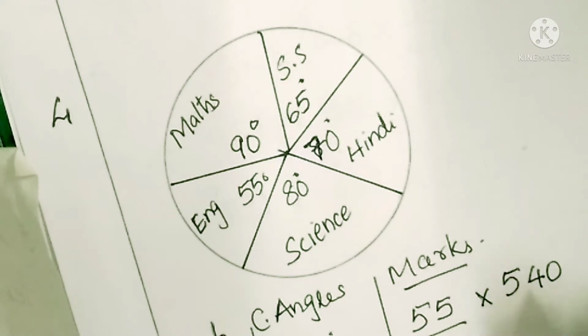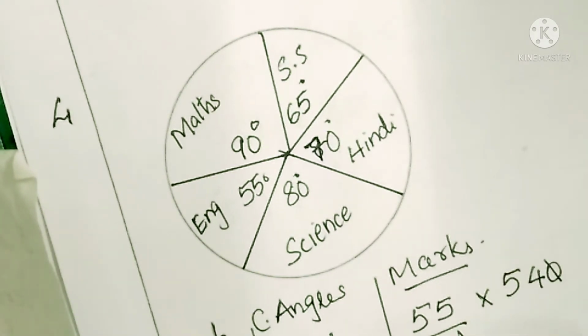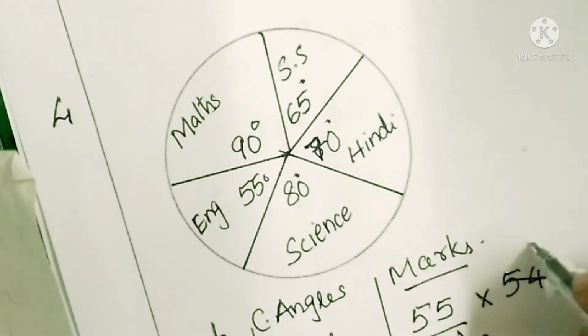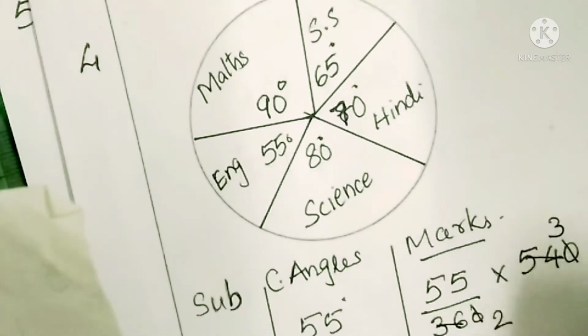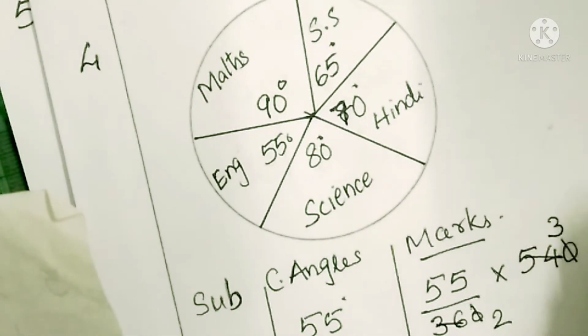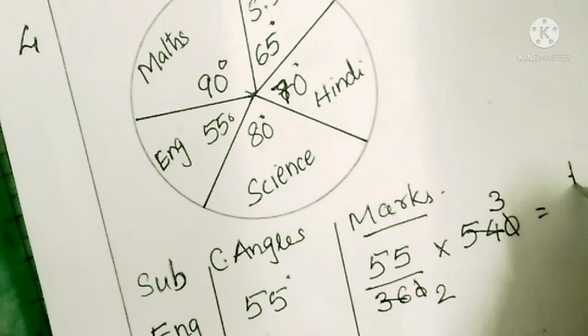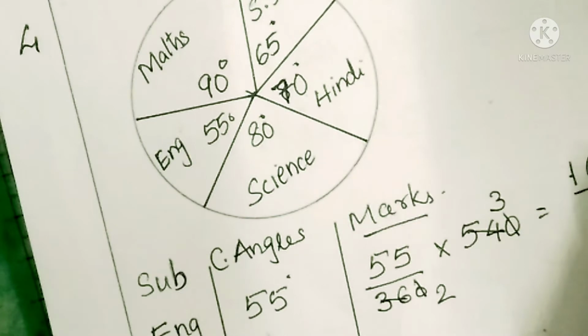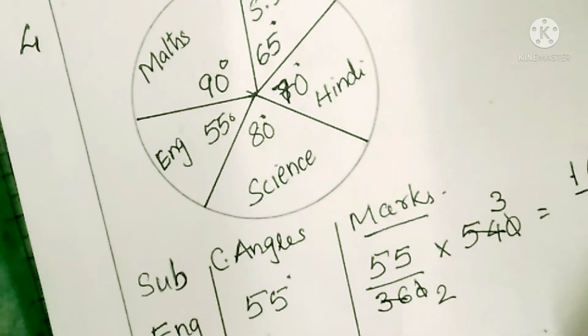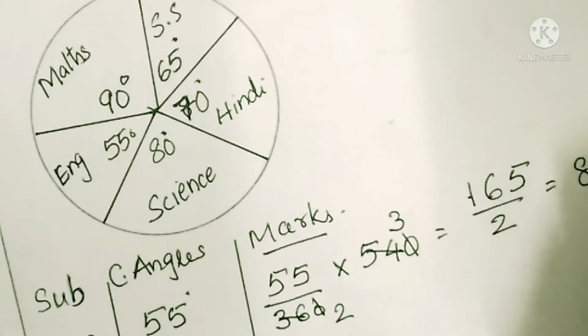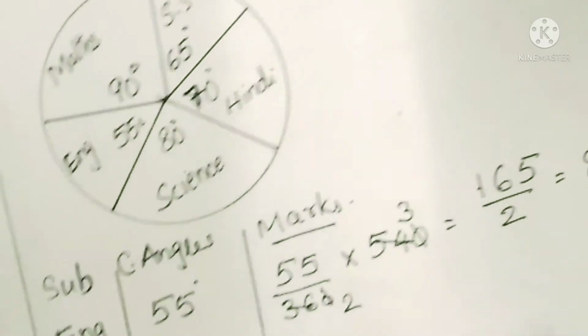If you know the table, you will come to know here 18 2s are, and 18 3s are. So when you multiply, we get 165 upon 2, that is 82.5. Okay.